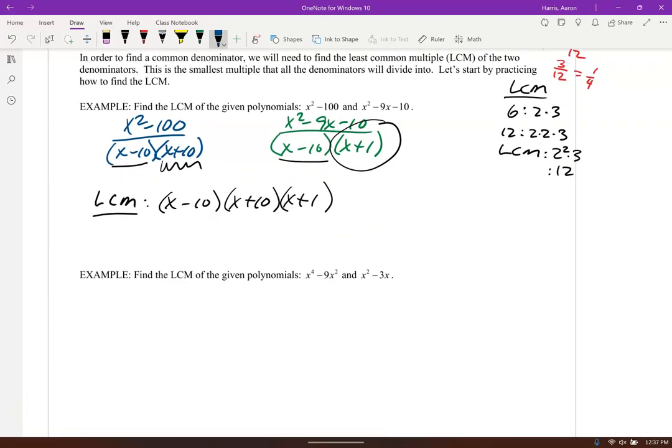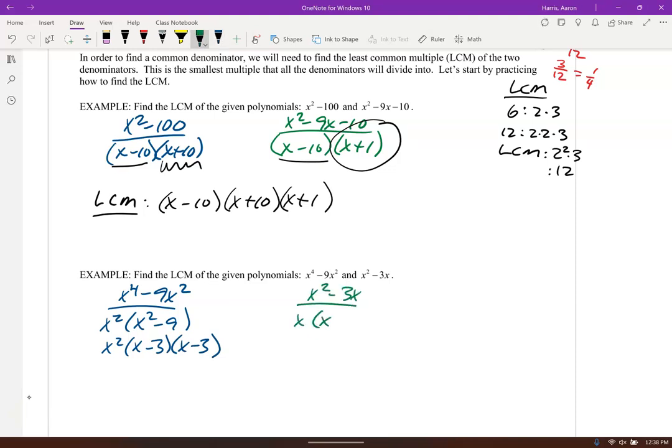Let's go down to this next one here. Go ahead and factor the first one. Take an x squared out. Difference of squares. Go ahead and factor this one. Take an x out. So our least common multiple, they both have an x. This one has 1 x, but this one over here has 2 x's. I got to take the most of whatever factor I have, so I got to take 2 of those x's. And now this has 1 x minus 3, but over here I have 2 of those x minus 3.